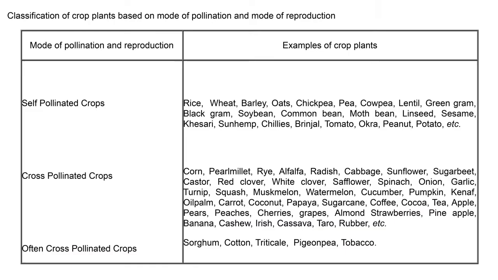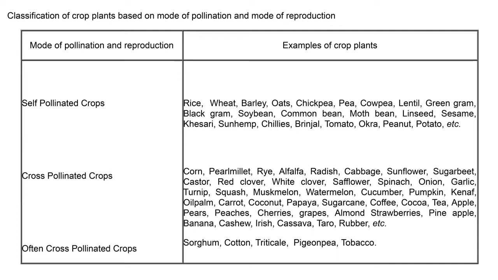The crops are differentiated or classified into three major types: self-pollinated, cross-pollinated and often cross-pollinated. Self-pollinated crops are rice, wheat, barley, oats, chickpea, pea, cowpea, lentil, green gram, black gram, soya bean, common bean, moth bean, linseed, sesame, kesari, sun hemp, chili, brinjal, tomato, okra, peanut, potato, etc.